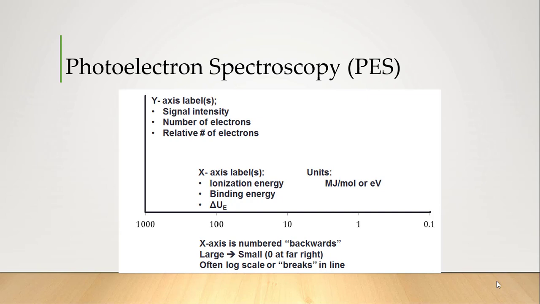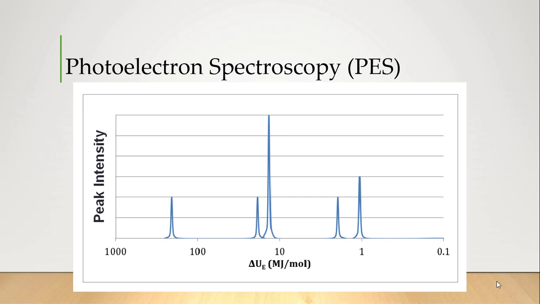The y-axis is labeled signal intensity, or number of electrons, or the relative number of electrons, and those are the units. Let me show you what one looks like. This is a photoelectron spectroscopy of an element. Here we have peak intensity and delta U sub E. The highest value is over here to the left at 1,000 megajoules per mole. The lowest value we see here is 0.1, so we're going highest to lowest. And you notice 5 peaks. That means there are 5 orbitals.